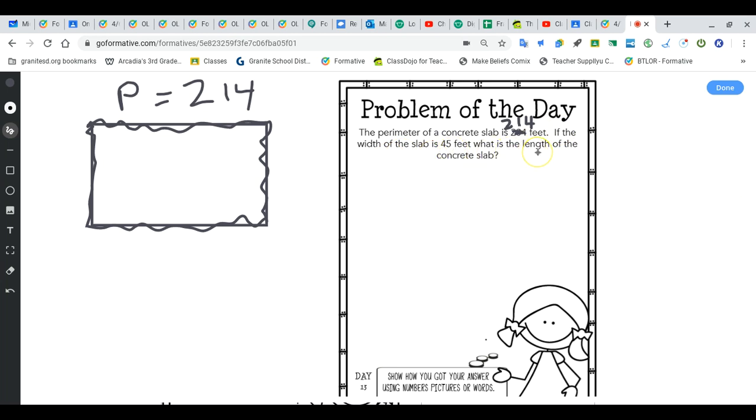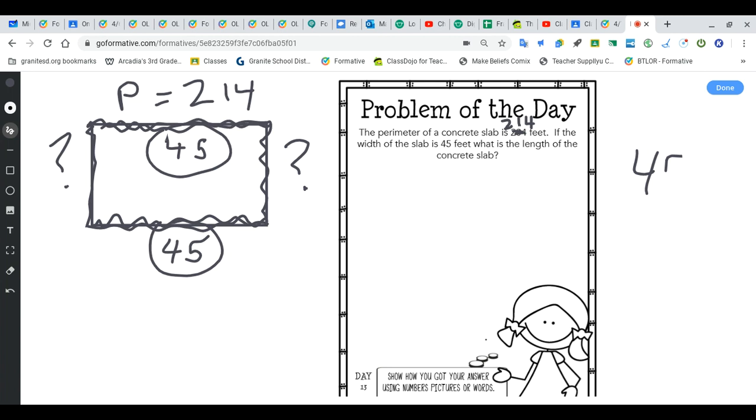Okay, so we know the width is 45. From here to here is 45. And if we know that one's 45, we also know this one right here is 45. We need to figure out the length, or these missing sides here. So our first step, we're going to add these two together.